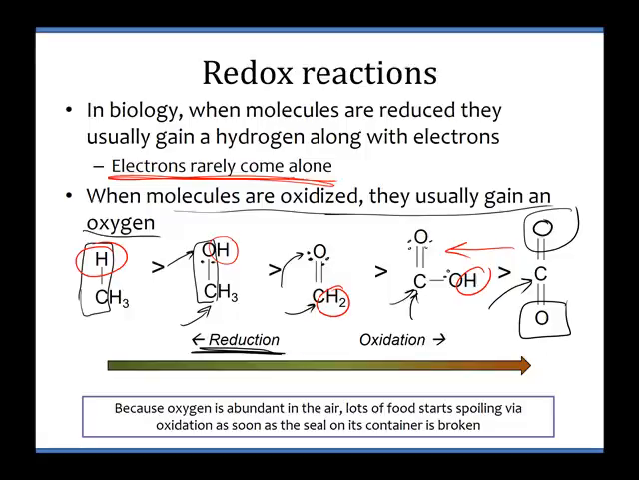Now one thing that's kind of interesting, not something you need to know, but a little tidbit. Because oxygen is abundant in the air, lots of food starts spoiling via oxidation. Oxygen bonds to the molecules in your food and starts tugging on its electrons, or even ripping away electrons, as soon as it can get to the food, so as soon as the seal on the container of the food is broken. This is especially what happens with oil. Oil oxidizes very easily, and it gets that kind of stale oil smell and taste. Right? Anything with lots of fats oxidizes very easily.